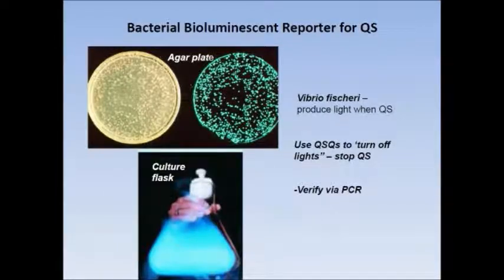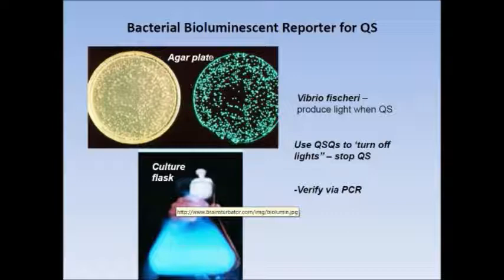But if all works well, we use a luminescent bacterium which produces light when it's quorum sensing. Vibrio fischeri is the name. And you can see on these plates, especially on the right, those are bacterial colonies which are producing AHLs, and they're quorum sensing, and hence they're producing light. When you put them in a culture flask and they're dense enough, they produce lots and lots of light, as shown here. Someone's holding this up, and it produces a lot of light. You could read a newspaper with it.